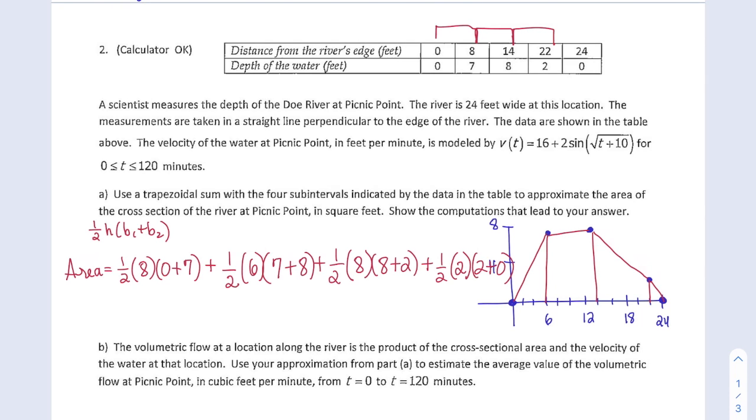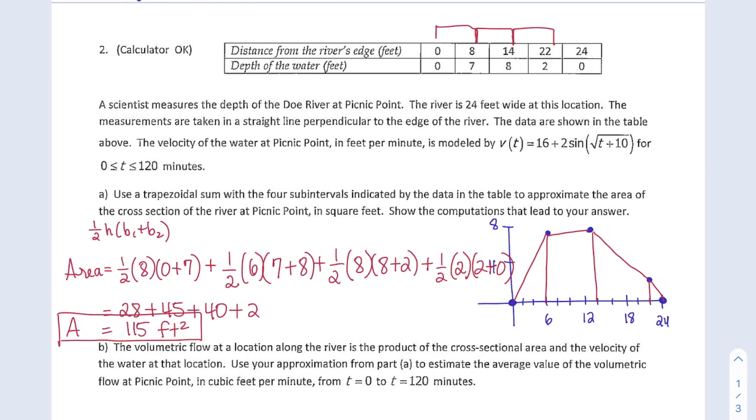0. So that gives me 4 times 7 is 28, 3 times 15 is 45, plus 4 times 10 is 40, plus 1 times 2 is 2. And we are getting 115 square feet. That's the area of the cross section.